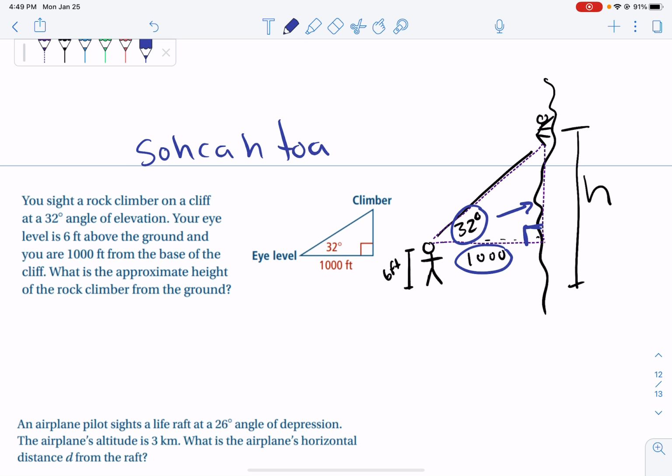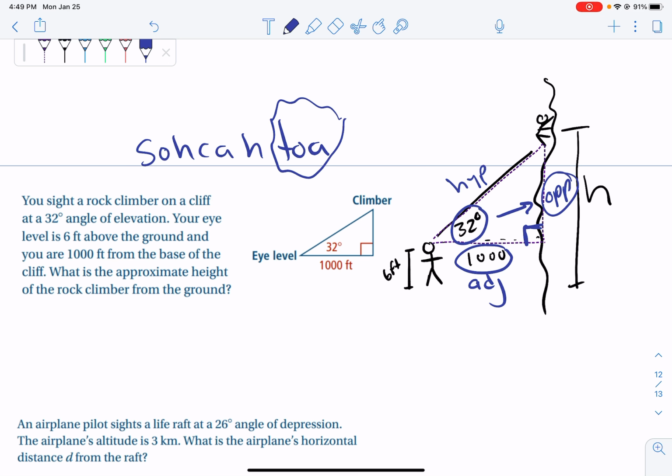I'm looking for the length across from 32. And when I'm looking across, that usually means opposite, okay? So which one is going to use opposite? And in this case, my 1,000 is my adjacent because my hypotenuse over here is across from the 90 degrees. So opposite and adjacent, that's going to be tangent.